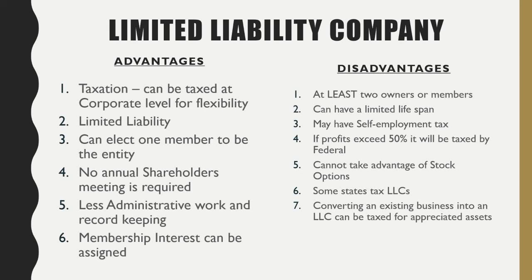Now the disadvantages of having a limited liability company is, you have to have at least 2 people in order to run a limited liability company. You can't have one, because the rule is you need to have at least 2 members. Okay. Second, you can have a limited lifespan. If a partner does leave, it can shorten the lifespan of the company.